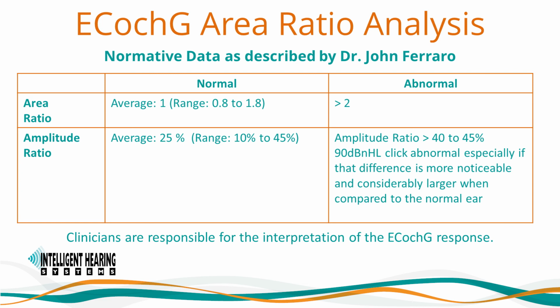For amplitude ratio analysis, the average amplitude ratio is around 0.25 or 25%, with a range of 0.10 to 0.45 or 10% to 45%. Amplitude ratio greater than 40 to 45% for a 90 dB click is abnormal, especially if that difference is more noticeable and considerably larger when compared to the normal ear.